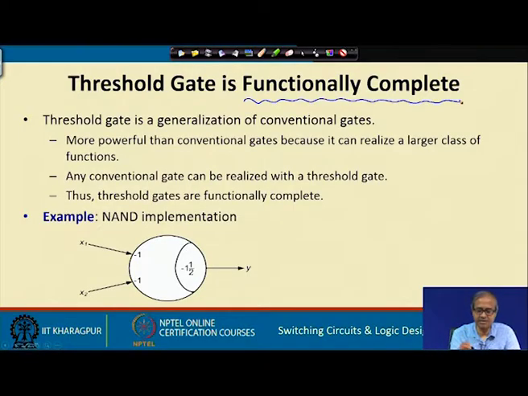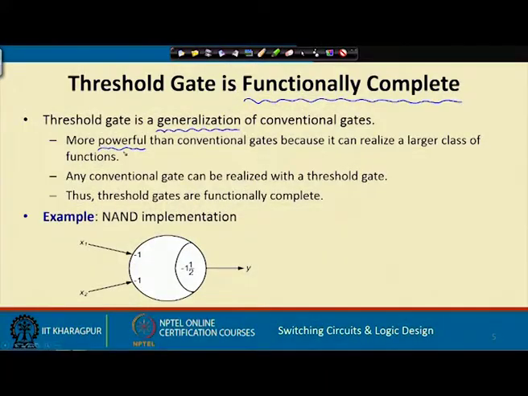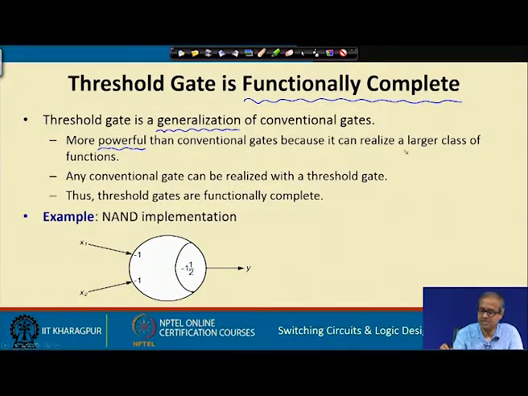The first thing is that we have already seen, through the example that we showed just now, that a threshold gate is some kind of a generalization of conventional gates. They are more powerful because we can implement functions which otherwise would require several conventional gates. We can implement the same function using a single threshold element or a single threshold gate. In that way, a threshold gate is more powerful because it can realize a larger class of functions.